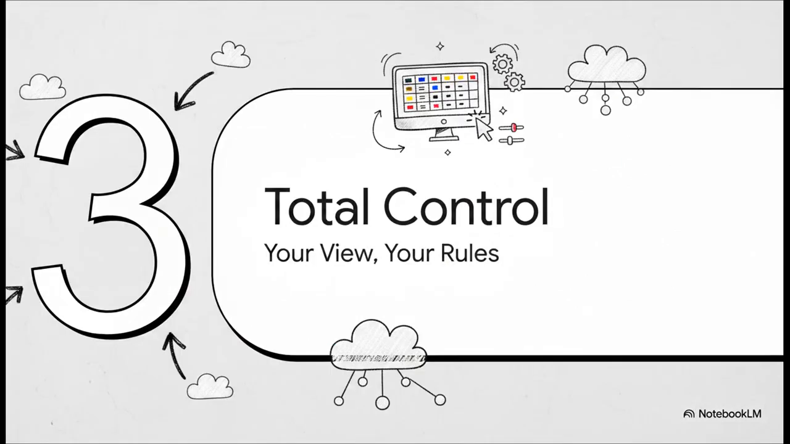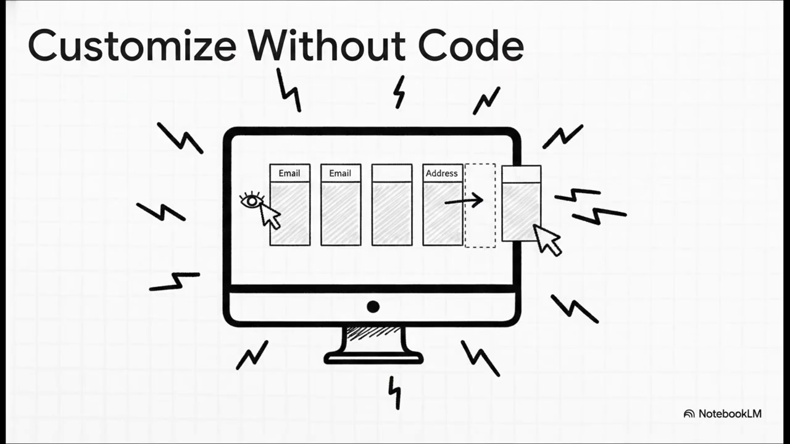And this is where the magic really happens. We're talking about total control, right at your fingertips. It's your view, your rules, and you see the changes instantly. Just picture this, for example. You see a column you don't need, one click, and poof, it's gone. Need to bring in a different field? Click, it's there. Want to drag your most important data to the front? Just drag it and drop it. It's that easy. No code, no waiting, just you and your data.